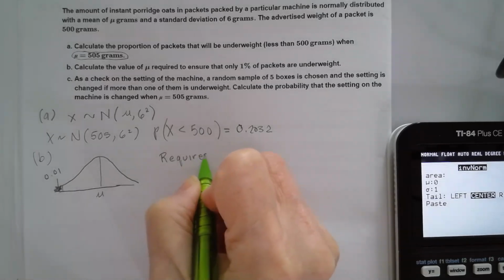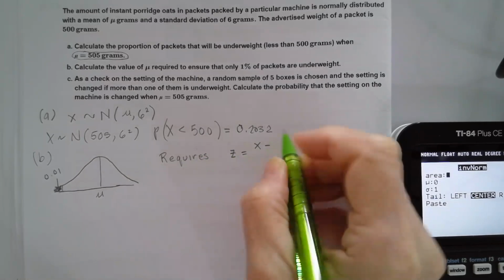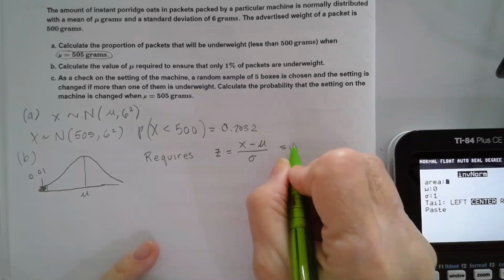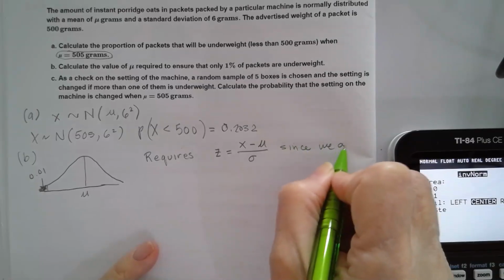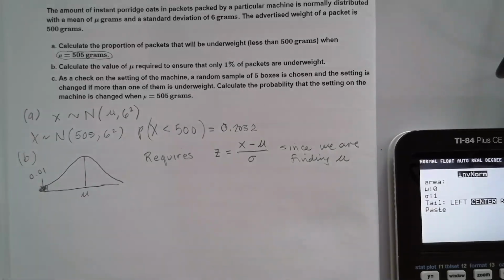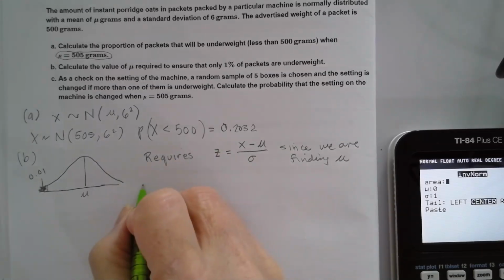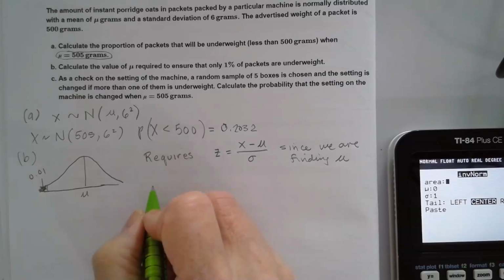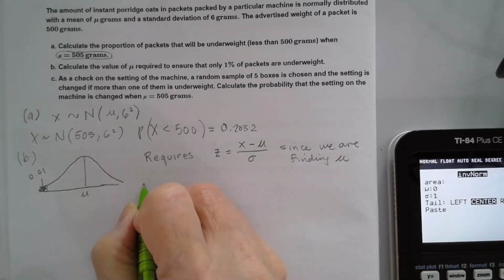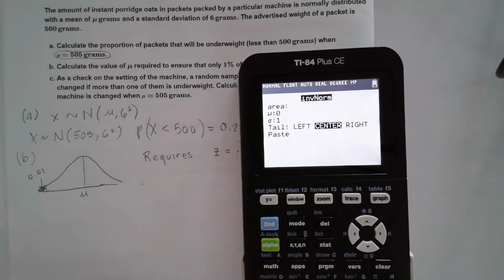Requires Z equals X minus mu over sigma, since we are finding the mean. And you don't have to write that on the test. I'm just writing it for your notes. Okay, so we're going to use the Z score. Inverse normal. I know the area, 0.01. I'm going to use the 0 and the 1 because I'm using the Z, and I'm on the left. Agreed? Left tail.